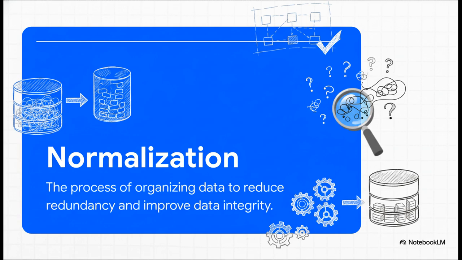Normalization is really just a set of rules that we apply to our design, and the goals are super simple. We want to organize our data to get rid of any duplication, and we want to make absolutely sure that the information we're storing is reliable and consistent. It's basically how we clean up the blueprint before we build, to prevent a ton of headaches later on.